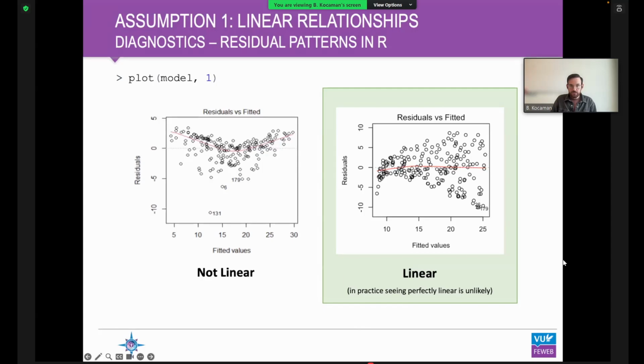Homoscedasticity is related to seeing the variance of the residuals constant. In both of these cases, the variance is actually not constant. You see more dispersion here than here, or more dispersion here than here.